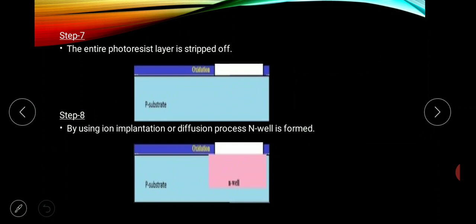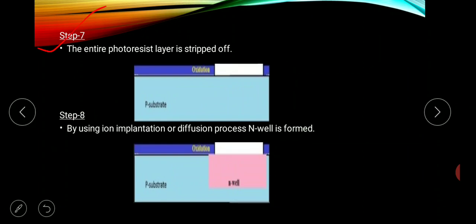Step 7. The entire photoresist layer is stripped off. After the removal of silicon dioxide, the remaining photoresist present on the silicon dioxide region is also removed using chemicals.